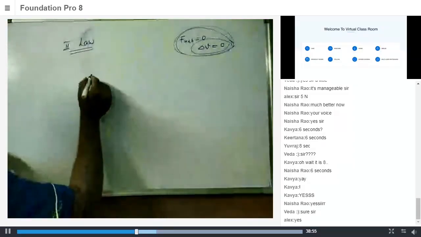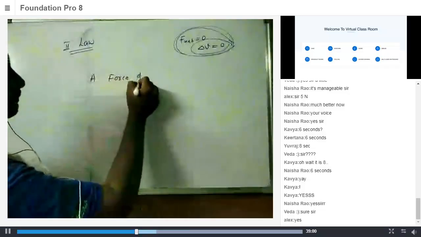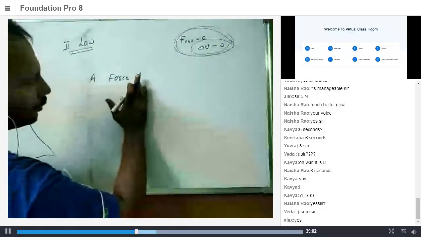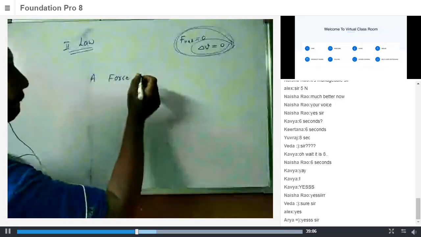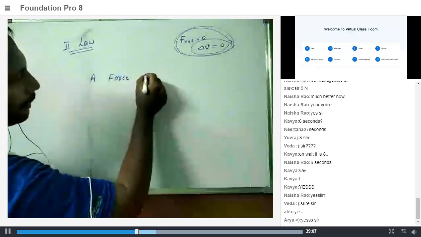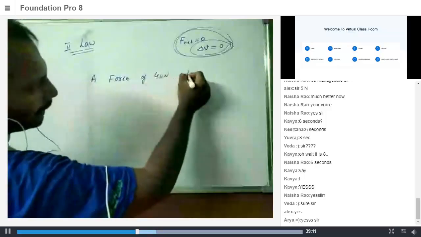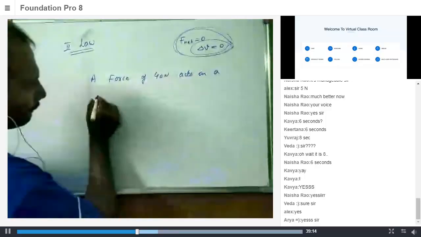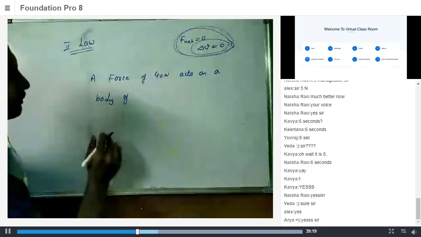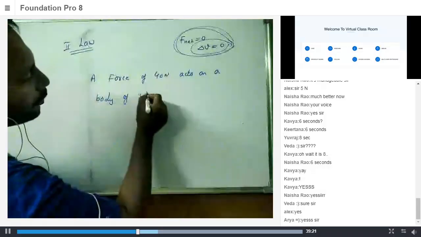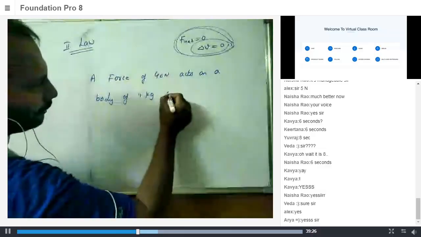So, a force of 40 Newton acts on a body of 4 kilogram at rest.